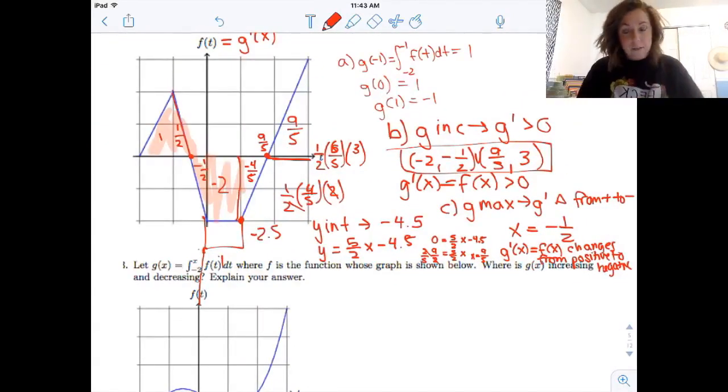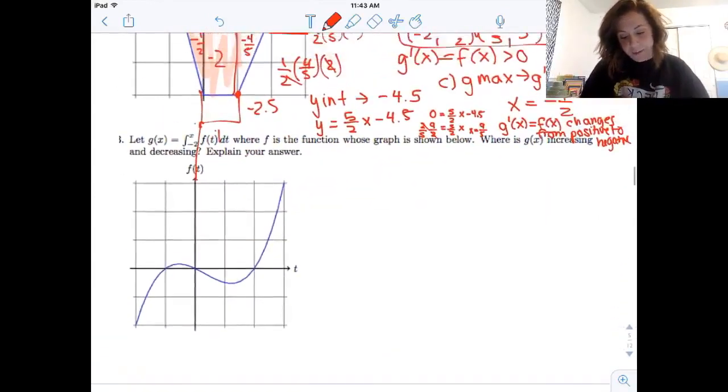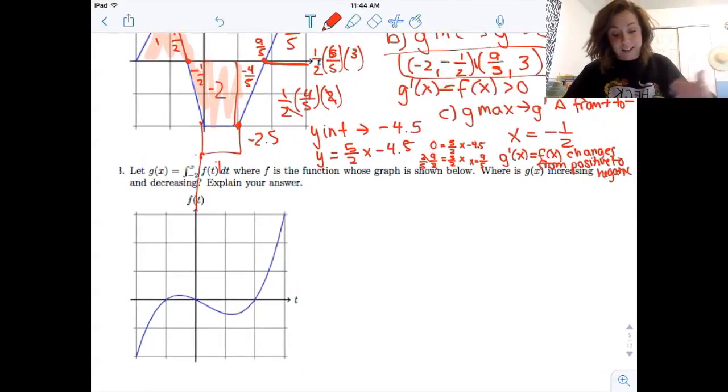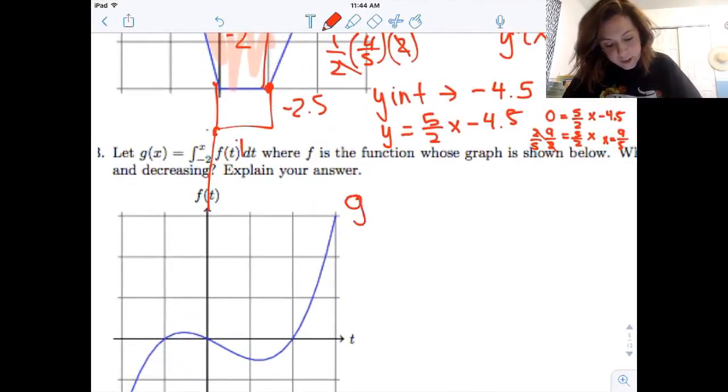Okay, last one. On this one, we've got our integral from -2 to x of f of t, where f is the function shown. Stop before you go any further. We're going to say that means that g prime of x equals f of x. Plug in your upper bound. So this is g prime.